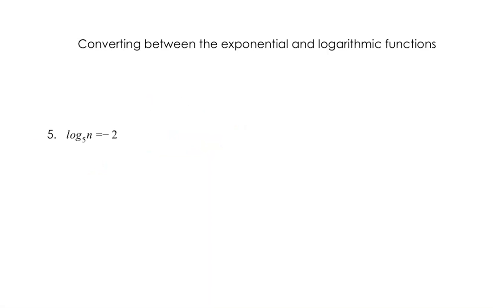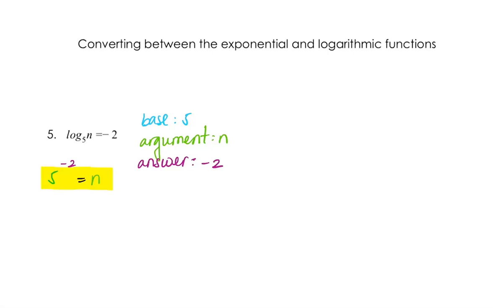Now moving on to question 5. It reads, log base 5 of n equals -2. Let's identify the parts of this logarithm function. We could rewrite this as an exponential function where our base elevated to our answer equals our argument. And this will be our final answer.